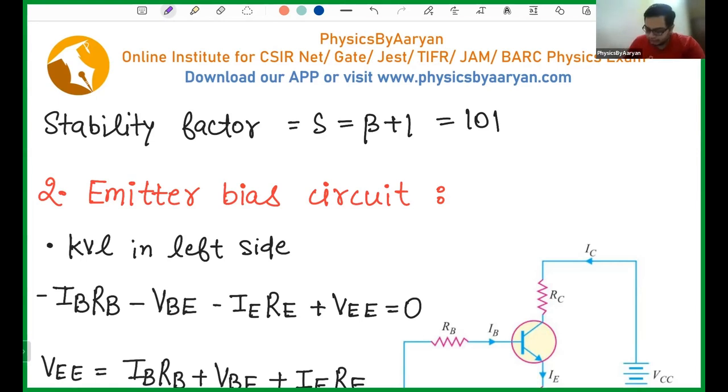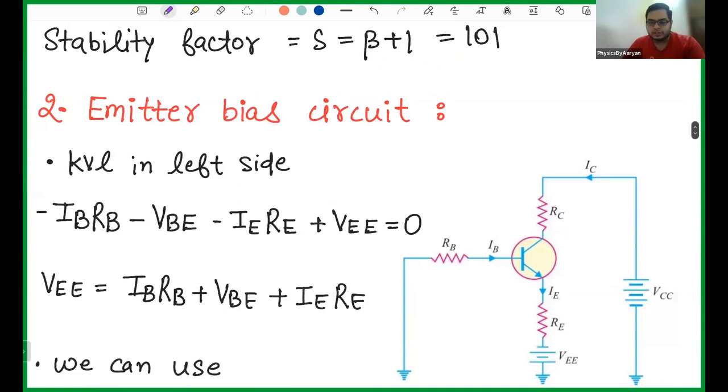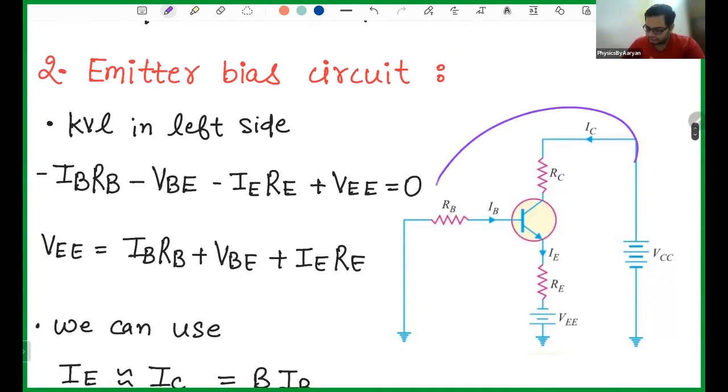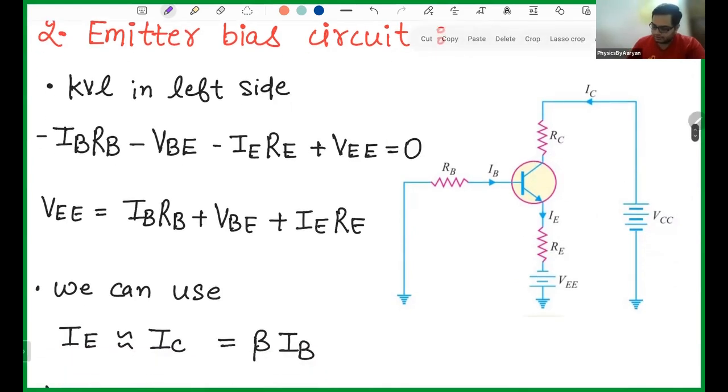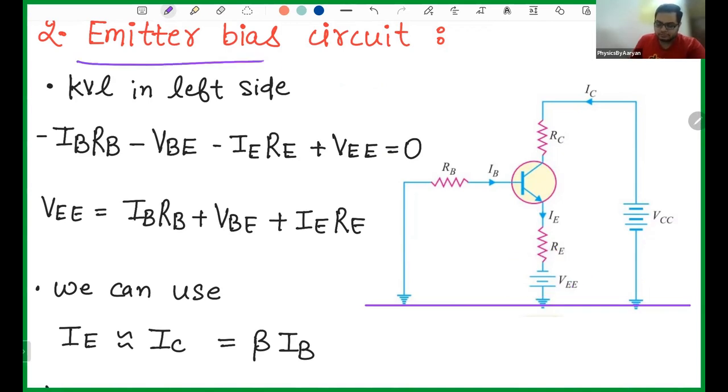Now the second method is known as the emitter bias circuit. This circuit looks something like this. Now you do not have any common voltage, but you have a common ground, because all three are grounded. You can either ground all three individually, or you can just show one common ground. You can clearly see on the emitter side there is one battery, which means emitter bias. Bias means applying a battery.